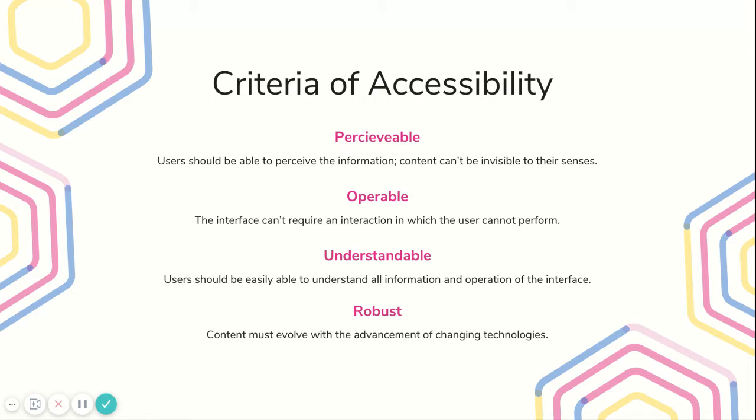Your website also needs to be robust. Your content must evolve with the advancement of changing technologies. Now, when you're using the NCLS template, this theme is already accessibility ready. So when the theme makes updates, any accessibility functions of that theme should be updated to stay in check with advancing technology.